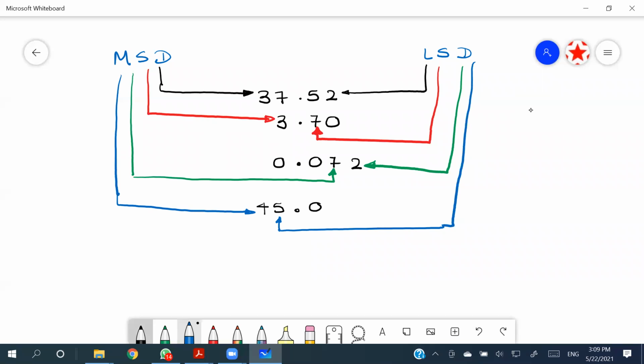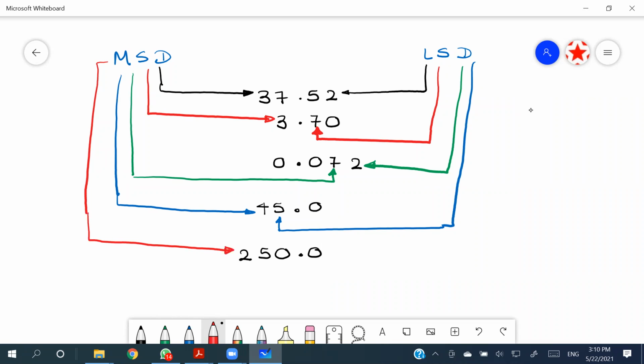Right? And let's take another, something like this. What happened if this is there? 250.0. And there you should be very careful, right? Why? MSD is going to be 2 and LSD is going to be this 0.